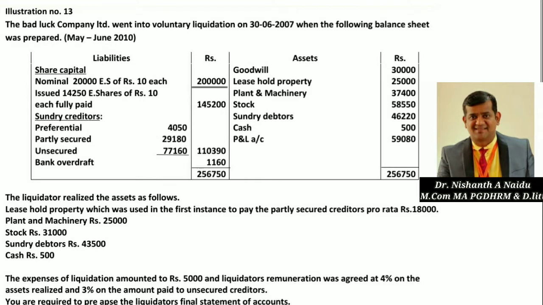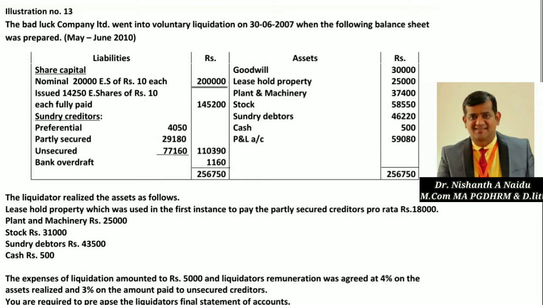And you have to observe that 2 lakh rupees has been closed immediately with the twin line. That means that nominal 20,000 equity shares of rupees 10 each is only for reflection purpose in the problem. So we are not going to consider it anywhere while solving the problem. We are going to consider issued share capital, that is 14,250 equity shares of rupees 10 each fully paid. And other creditors, sundry creditors, bank overdraft we will consider. And on the other hand, in the asset side, all the assets we will also consider.